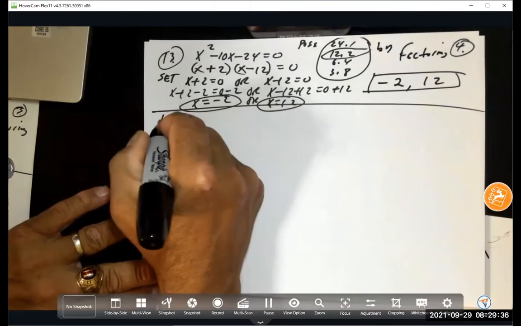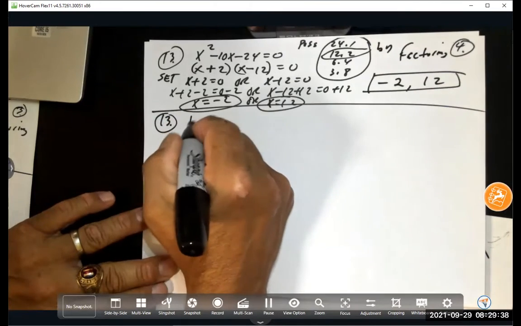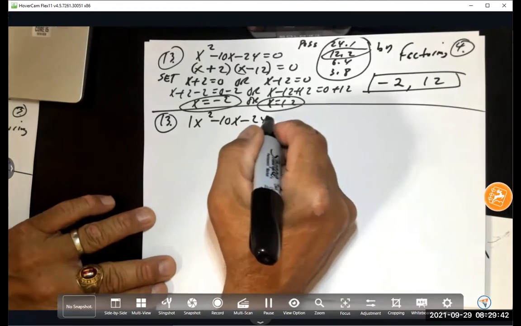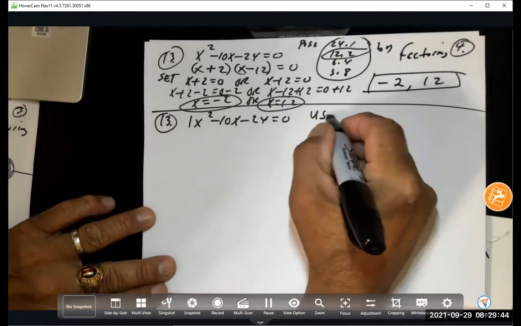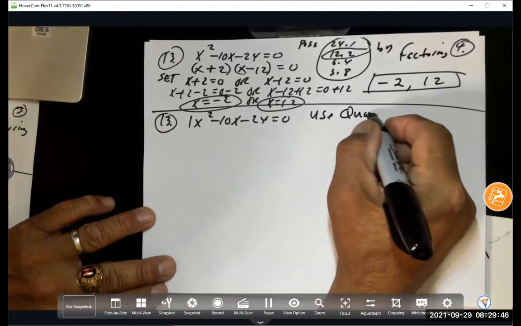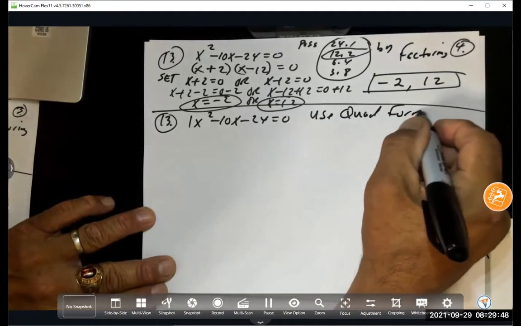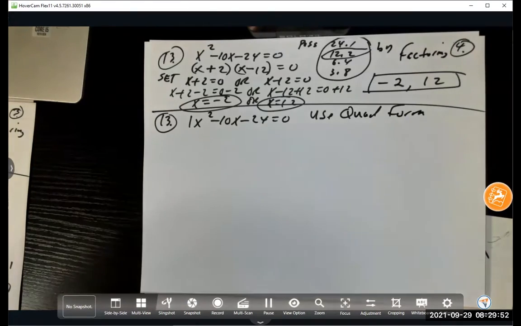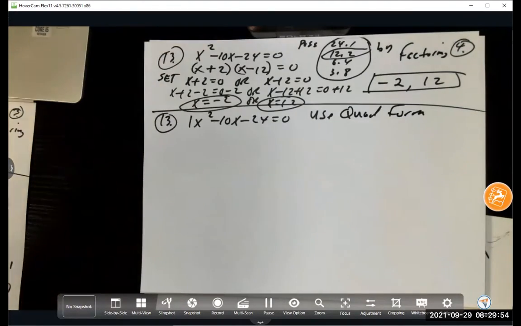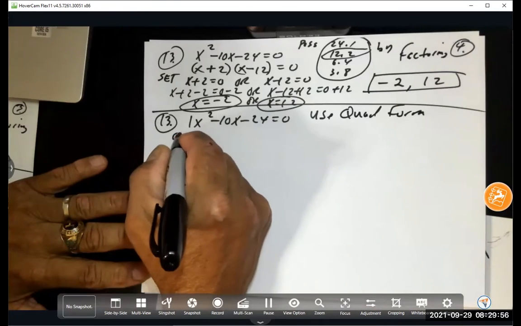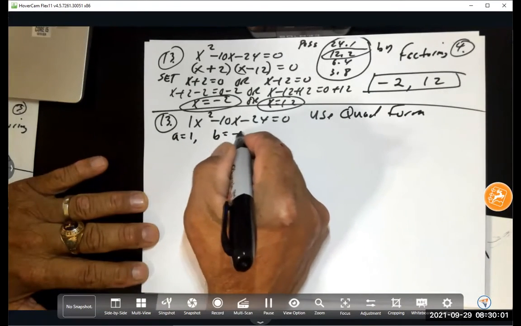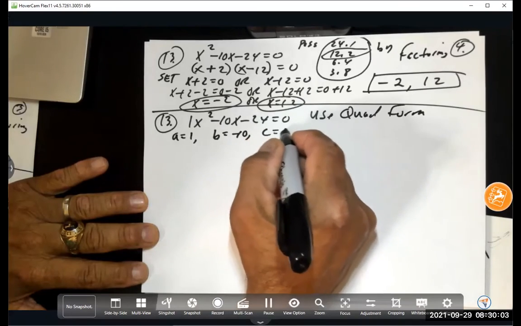All right. So number 13, same problem. 1x squared minus 10x minus 24 equals 0. It's going to say use the quadratic formula. Okay. Use the quadratic formula. So I'm going to start with A, B, C. Ready? What is A? 1. What is B? -10. And what is C? -24. All right.